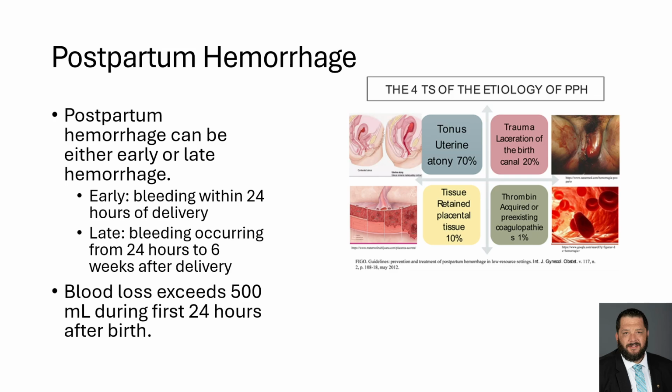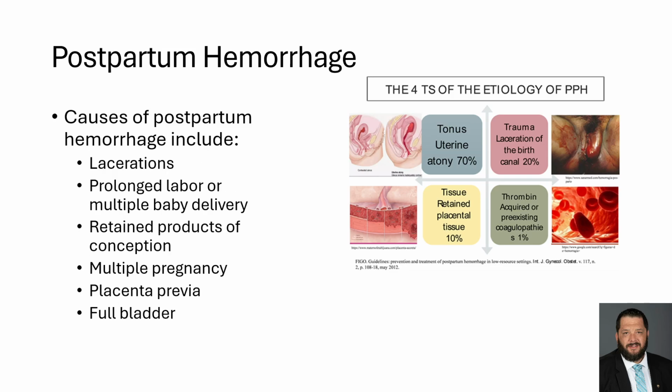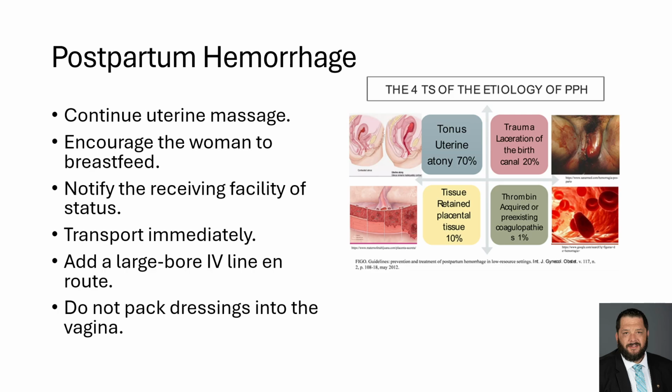Postpartum hemorrhage can be either early or late hemorrhage. Early bleeding generally occurs within 24 hours of delivery, while we classify the late as 24 hours to 6 weeks after delivery. Blood loss that exceeds 500 milliliters during the first 24 hours after birth is considered excessive, and we would expect to see about 500 milliliters during the normal birthing process. Causes of postpartum hemorrhage include things like lacerations, prolonged labor, multiple baby delivery, retained products of conception, multiple pregnancies, placenta previa, or full bladder.